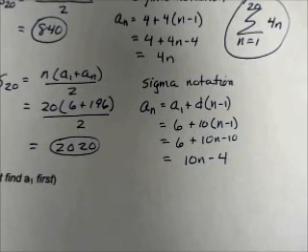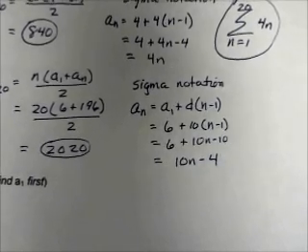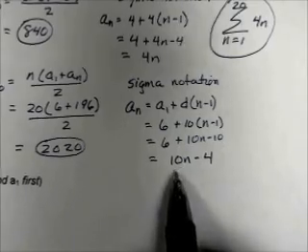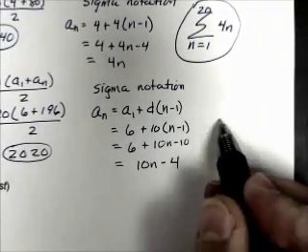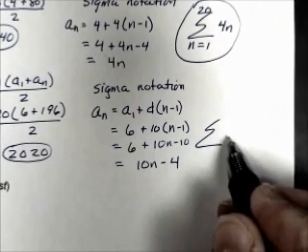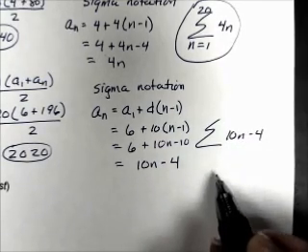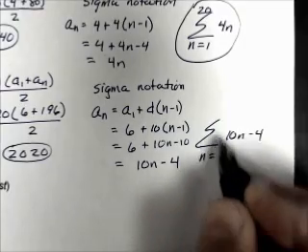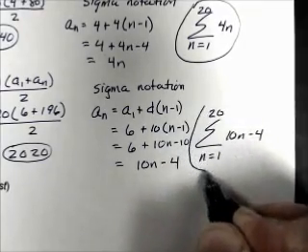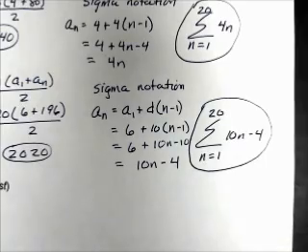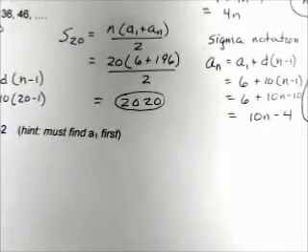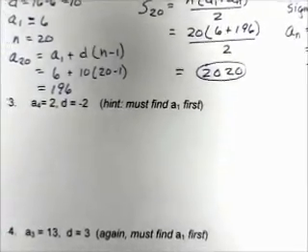Okay, so continuing here. This is our rule, or our expression. So we have the summation of 10n minus 4, n going from 1 to 20. And next, number 3.